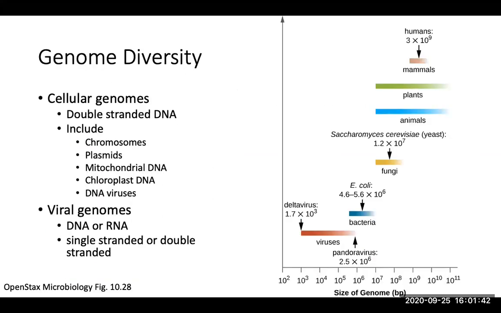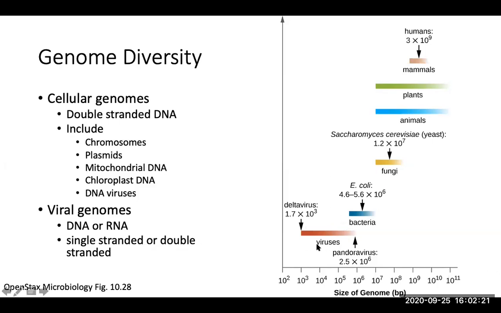This is a review of the various types of nucleic acid found in genomes. For cells, this is always going to be double-stranded DNA, which can include all of these different types of chromosomal or extrachromosomal DNA. For viruses, this includes DNA or RNA, which may be single-stranded or double-stranded. We'll learn more about that when we get to the lesson on viruses. And this image is just showing the different sizes that genomes can come in.